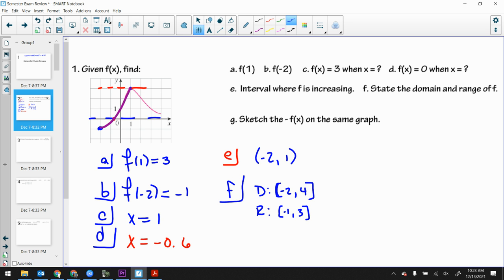Now honestly, what we could do is just sketch it using some key points if we wanted to. For example, we know these points are there, right? So it was 1, 3. So that means it's 1, -3. This is -2, +1, so it becomes -2, -1.